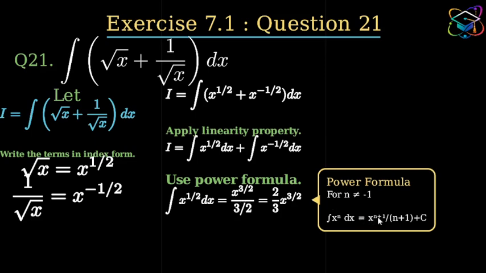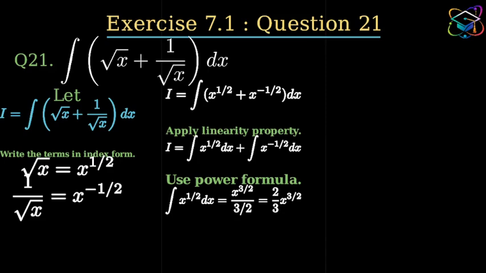So you have to write x raised to n plus 1 divided by n plus 1. Again, this power will be written in the denominator also. So my answer will be x raised to 3 by 2 divided by 3 by 2. On further simplification, 2 will go in the numerator and 3 will remain in the denominator. So it will be 2 upon 3 x raised to 3 by 2. Now let's see another part of the integration, that is integration of x raised to minus half dx.